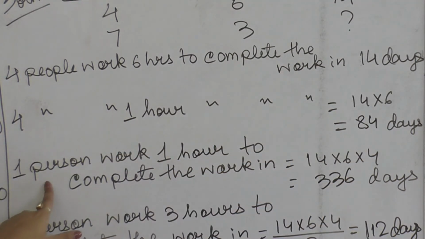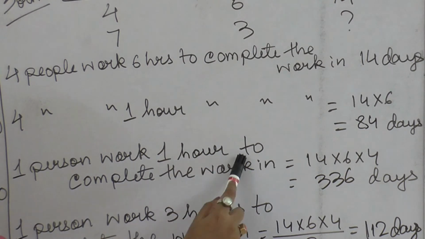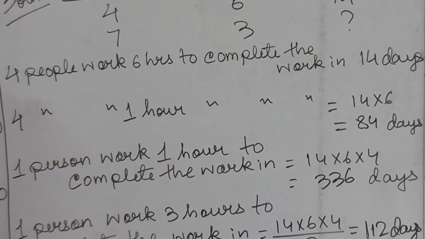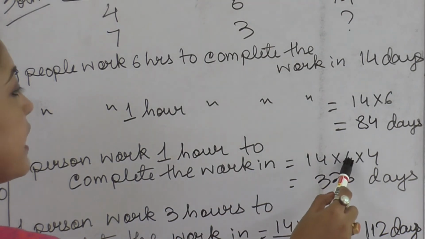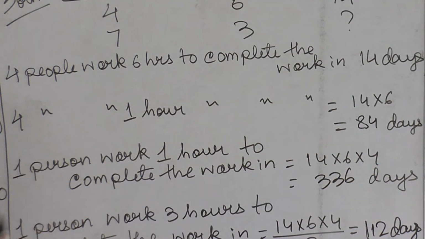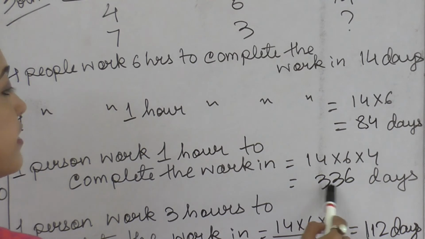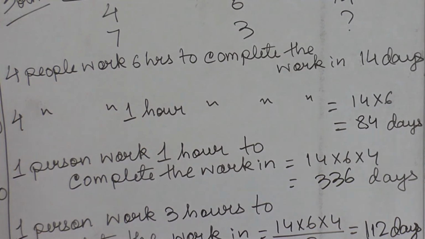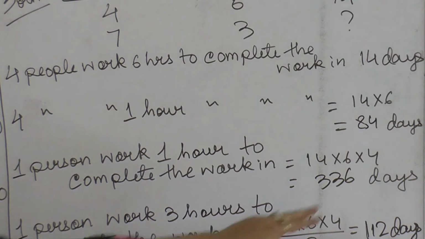Now if 1 person works for 1 hour, they will take a huge amount of time. If 1 person works for 1 hour, he will complete the work in 14 into 6 into 4. That is 14 into 6, that is 84, into number of persons 4. That is 366 days. If 1 person works for 1 hour per day, then he will take 366 days in order to complete the work.